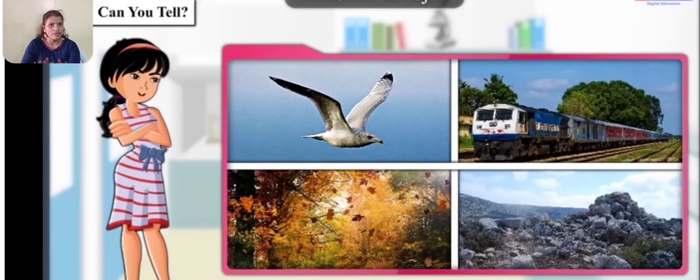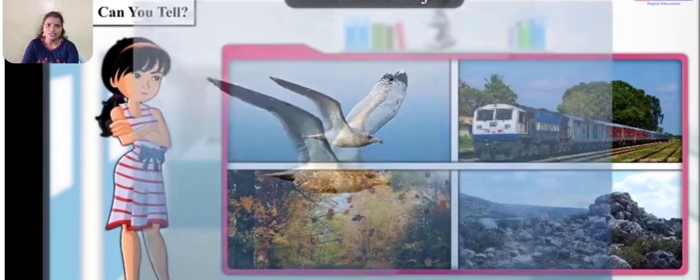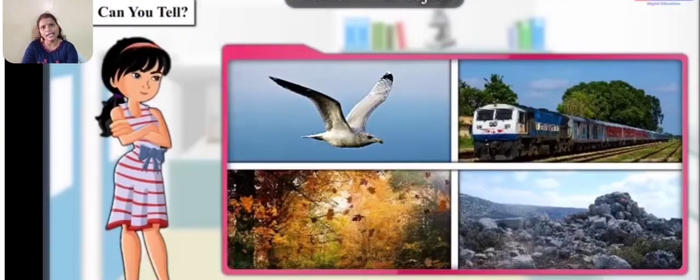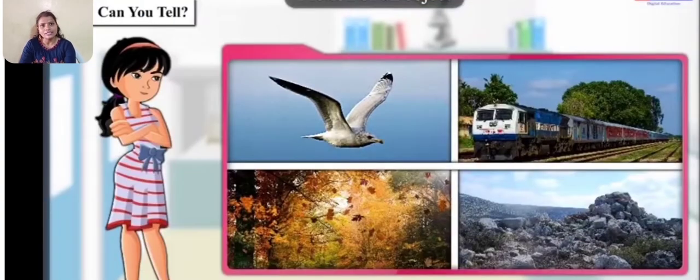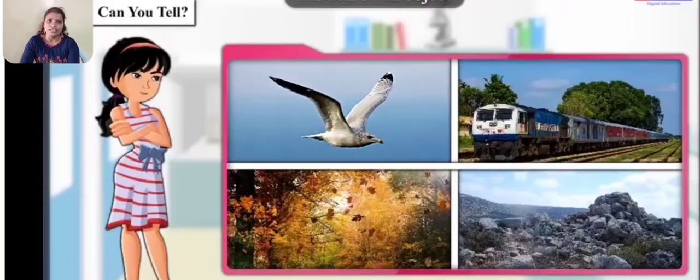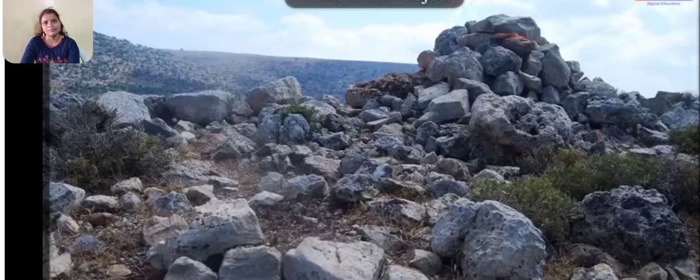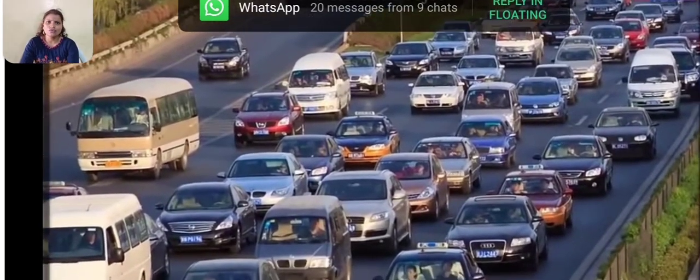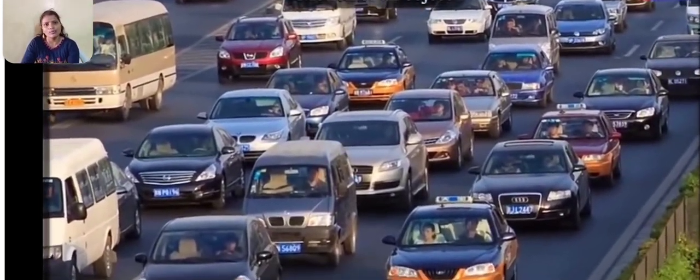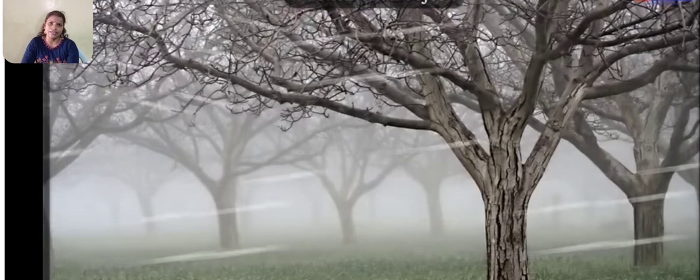In which of the following examples can you sense the motion? Suppose the options are: the flight of a bird, a stationary train, the leaves flying through air, and a stone lying on a hill. So these are examples of motion. We see the motion of objects in several ways every day.